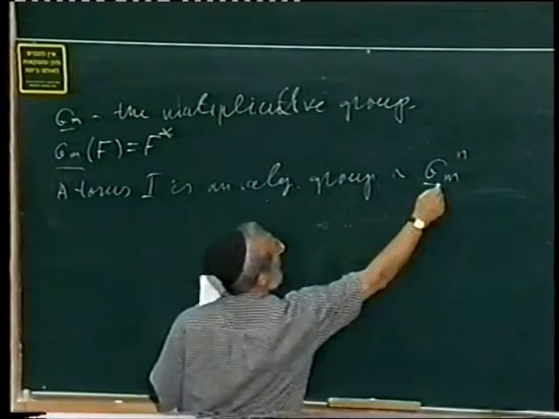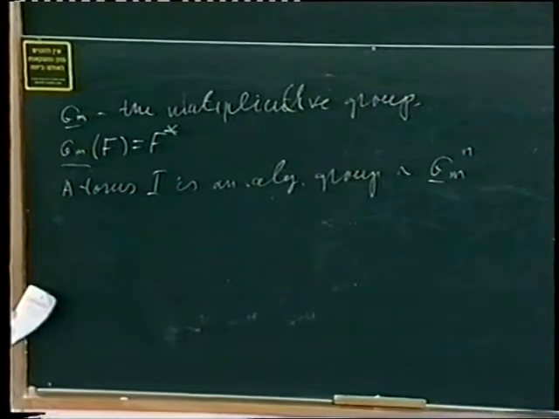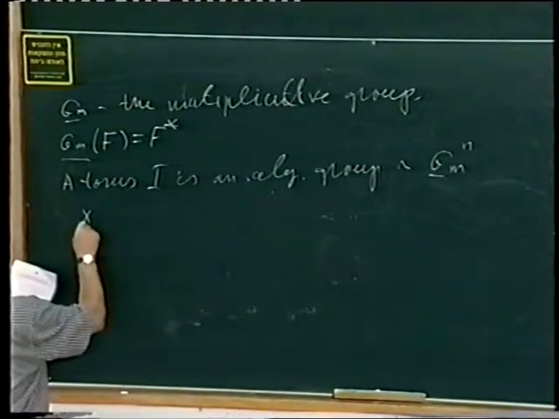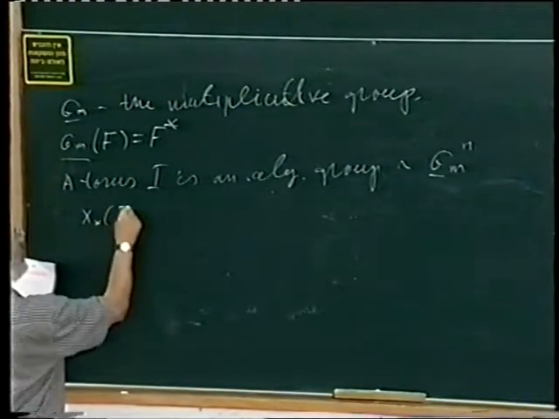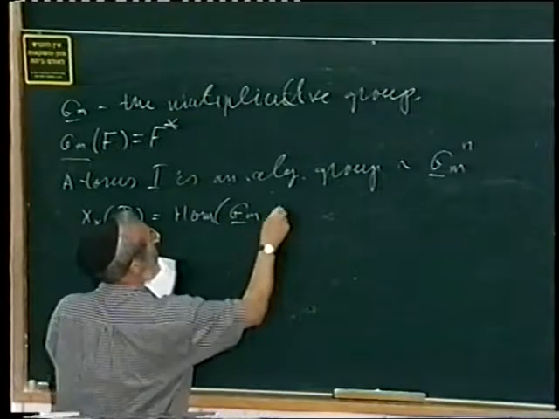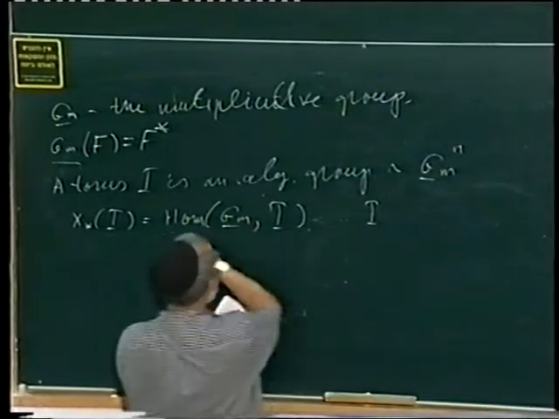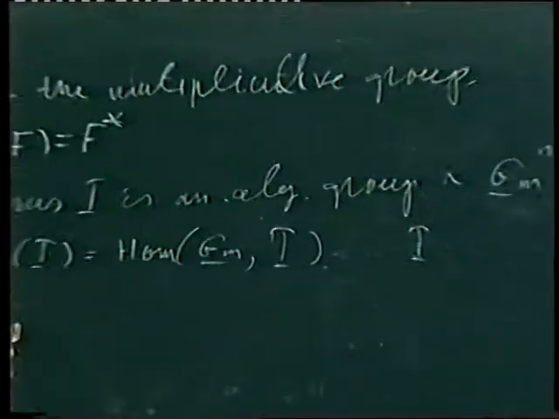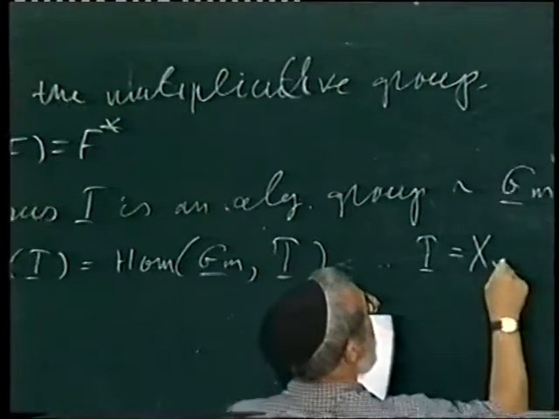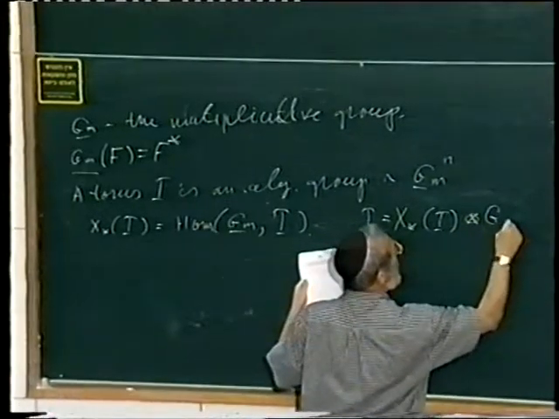I want to underline that a torus is easy to describe in terms of lattices. So we do the following: we have a couple of groups. We define X star of T to be the group of homomorphisms of G_m into T. And then you can write canonically, this is a lattice, just a finitely generated abelian group. And you can write T equal to X star of T tensor G_m.